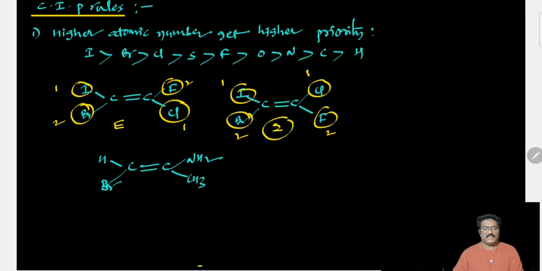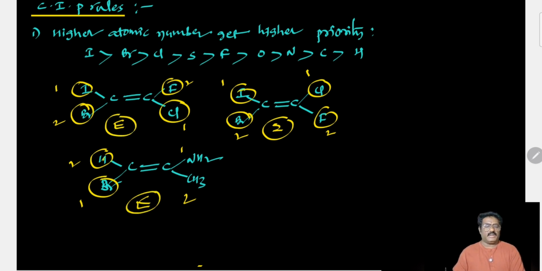Look at this example. This carbon is double bonded with carbon. It has hydrogen and bromine, first priority and second priority. Between nitrogen and carbon, which has the most priority? Nitrogen, and after that carbon. So they are on opposite sides. What isomer is it? E isomer. It is an E isomer. Higher atomic number gets higher priority. Look at the second rule.